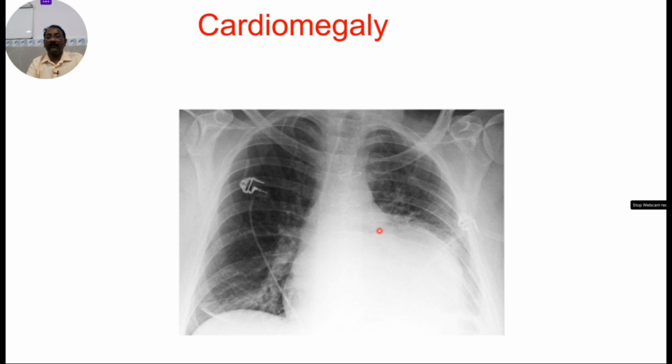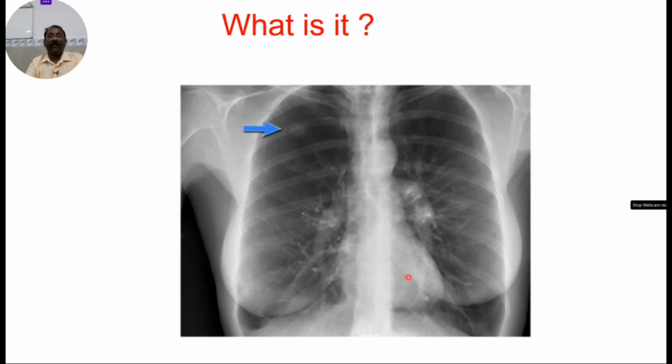So the cardiomegaly. Here the left atrial enlargement and the left ventricular enlargement, maybe because of the MS and MR. See here, solitary pulmonary nodule. See the pulmonary artery here. So the left pulmonary trunk. Here the right pulmonary artery.